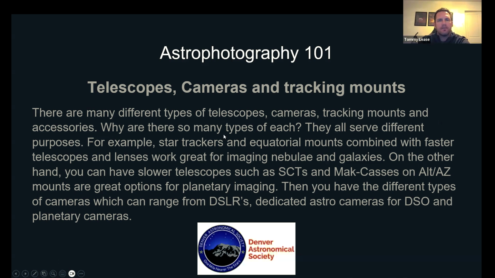So talking about telescopes, cameras, and tracking mounts. There are many different types of telescopes, cameras, and tracking mounts, and also the accessories that go along with them. So why are there so many types of each? They all serve different purposes. For example, star trackers and equatorial mounts, combined with faster telescopes and lenses, work great for imaging targets such as nebulae and galaxies. On the other hand, you can have slower telescopes such as SCTs and Maksutov-Cassegrains on alt-azimuth mounts, and these are great options for planetary imaging. Then you have different types of cameras that can range from DSLRs, dedicated astro cameras for DSO, and also planetary cameras.